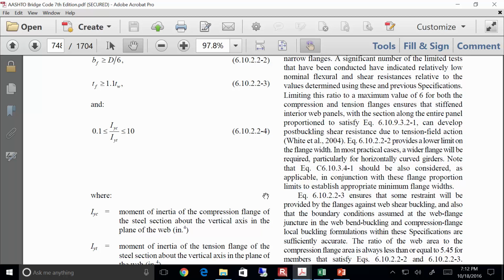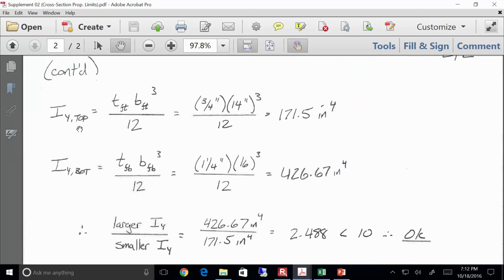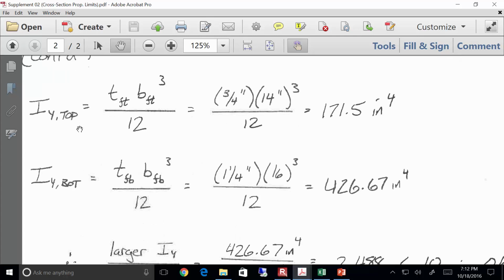Now, the way that I sort of Excelify this, which I'll talk about here in a second, is this. I start off by computing the moment of inertia of each flange. So we take the thickness times the width cubed over 12. So t b cubed over 12 for the top flange comes out to be about 171 inches to the fourth, and for the bottom flange comes out to be about 426.